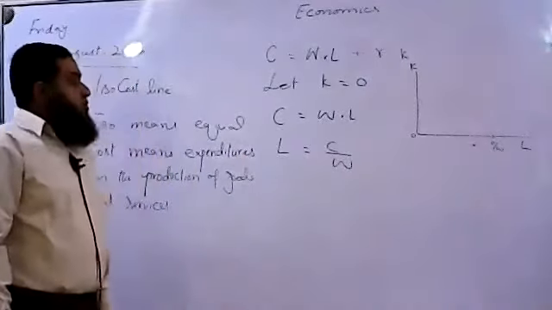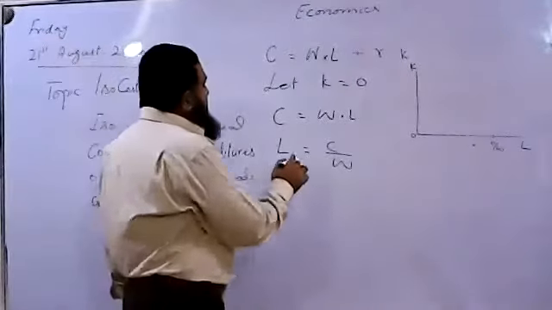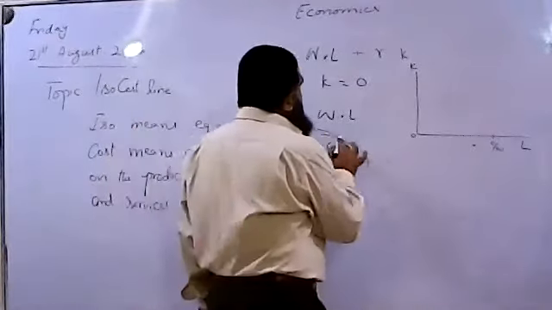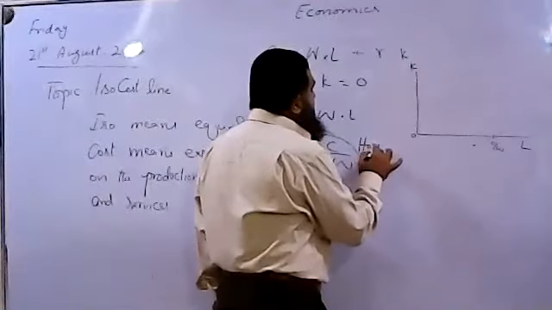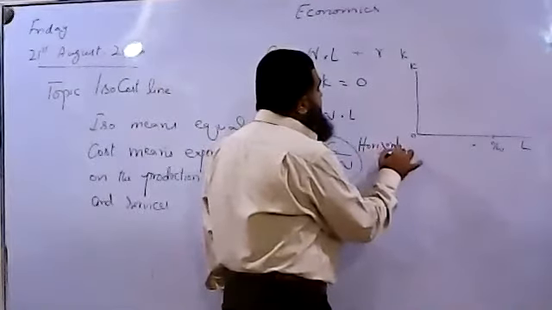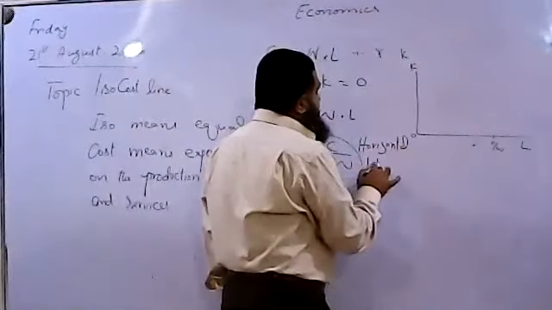All right. So we can say this is the horizontal intercept. What is it? The horizontal intercept of the isocost line.